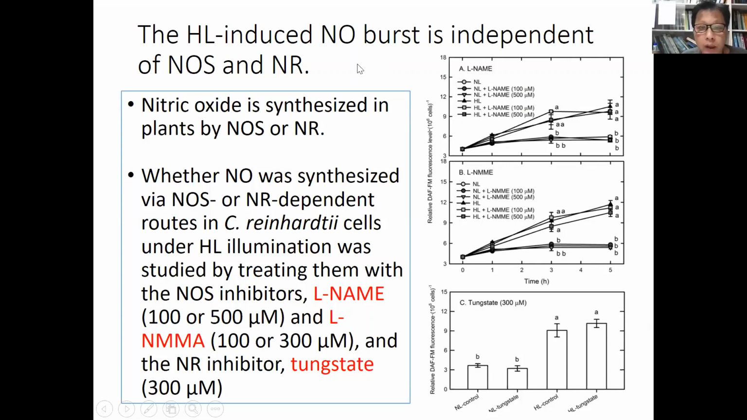So our conclusion is that the high light induced NO burst in Chlamydomonas is independent of NOS and NR. We don't know yet where it is synthesized and where it comes from. It needs further investigation to approach its synthesis.